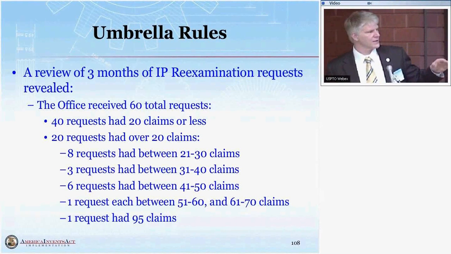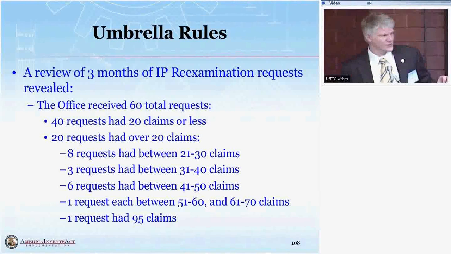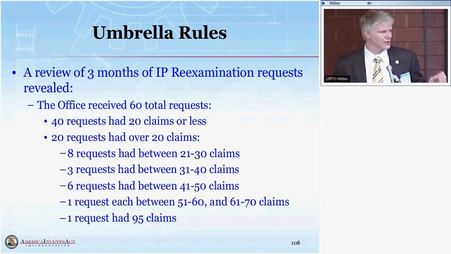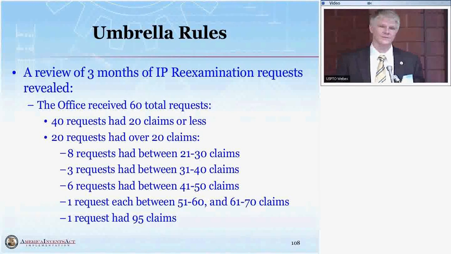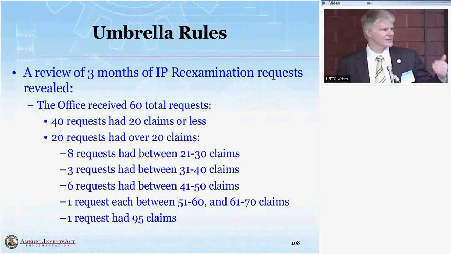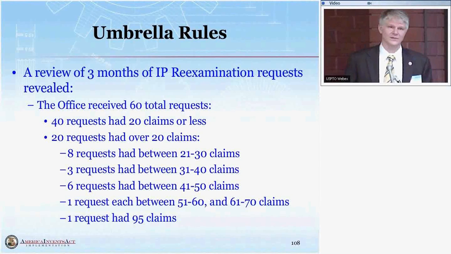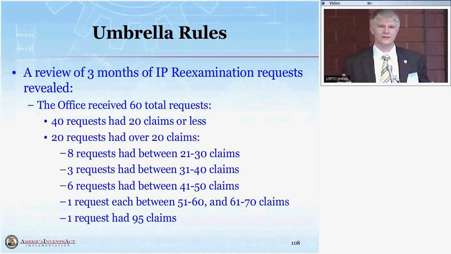And if we go up the line a little bit, you'll see near the bottom, there was one request between 51 and 60, one between 61 and 70, and there was one outlier at 95. So if you look at the above 50, what you see is 3 cases out of 60. Only 5% of cases had the extensive claims of above 50, and only one was an outlier at 95. So we didn't even see a 100-claim case.